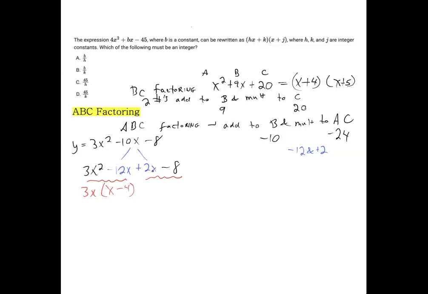Now we need the GCF for the next two, 2x and negative 8. They both have a factor of 2. And if we factor out the 2, it'll leave us with x minus 4. Now these two parentheses must match, or else you did something wrong and you need to backtrack and figure out what you did. But if they do match, you take out the x minus 4 and it leaves you with 3x plus 2. So this is how you do ABC factoring.